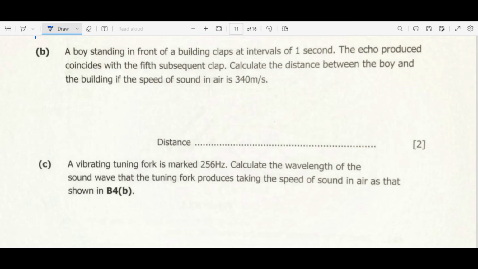A boy standing in front of a building claps at intervals of 1 second. So we have a person here. This person is standing. Then we have a certain building. This is our building. So this person is clapping.